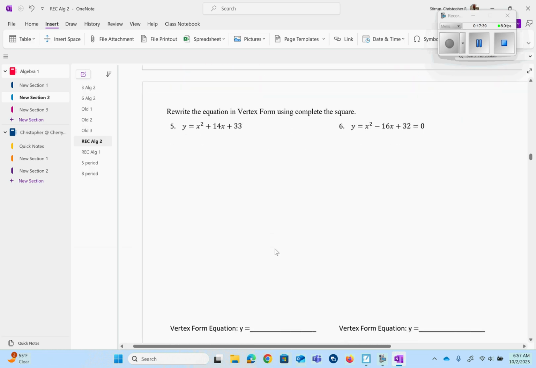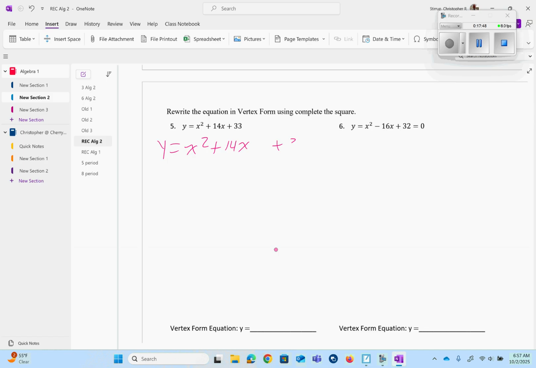Now we want to go to vertex form, so we're not going to move the constant over. We're just going to the other side. We're going to just make a space. Okay, so we're going to take the plus sign comes down. Half of 14 is 7. 7 squared is 49. If I add 49, I'm also going to subtract 49. That's going to give me that. Now we're in vertex form. I don't know why there's an equal sign there. We're going to get rid of that.